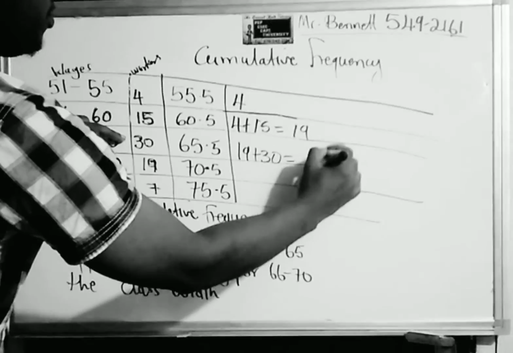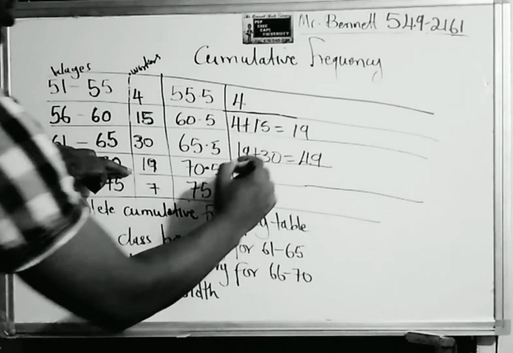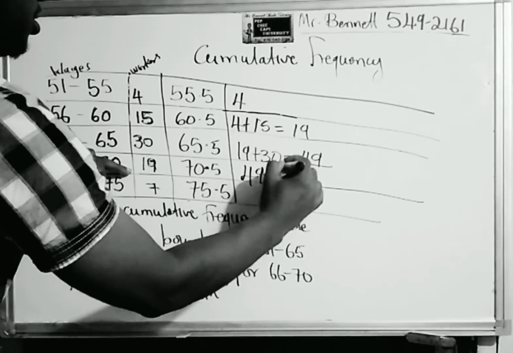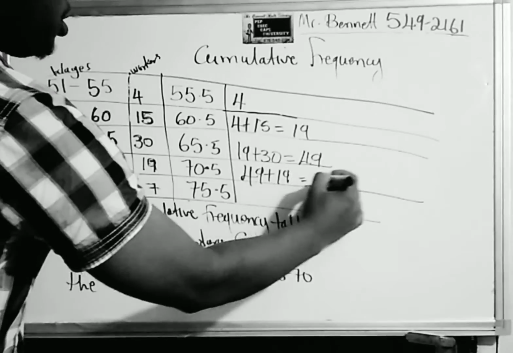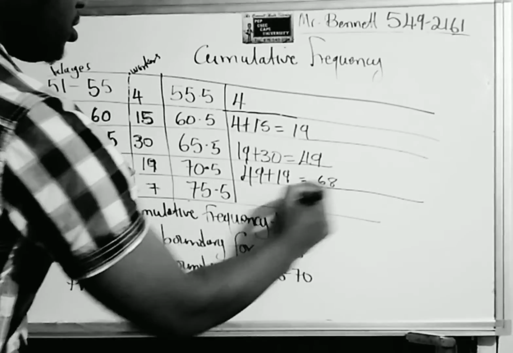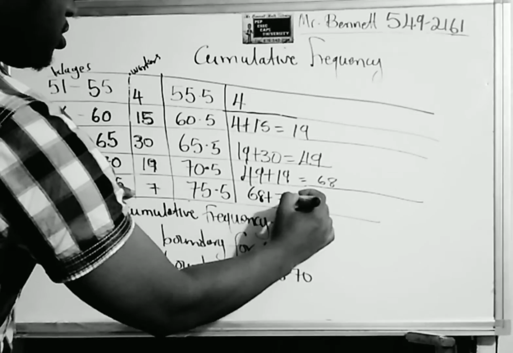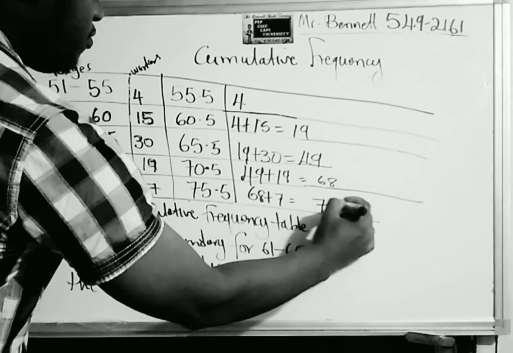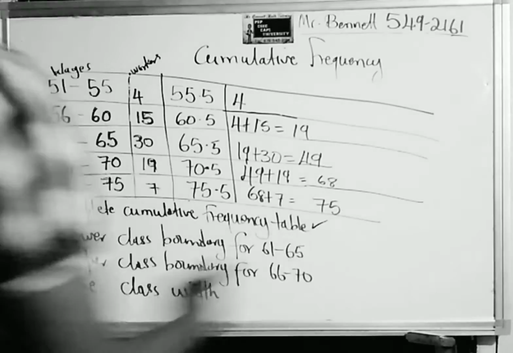That will give us 49. Then here, 49 plus the 19. So you see, we're just adding the preceding one. 9 plus 9 is 18, 8 carry 1, 4 and 1 is 5, 5 plus 1 is 6, so that is 68. And for the last one, it will be 68 plus 7 equal to 75. So basically that means it's 75 workers in all. That's the total, right? So there we have completed the frequency table.